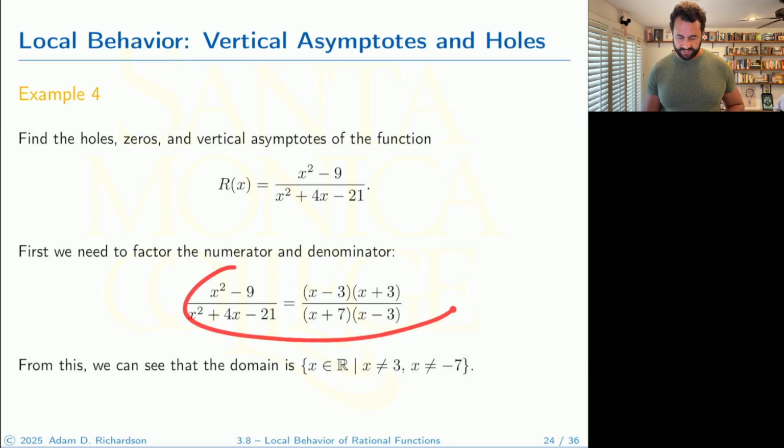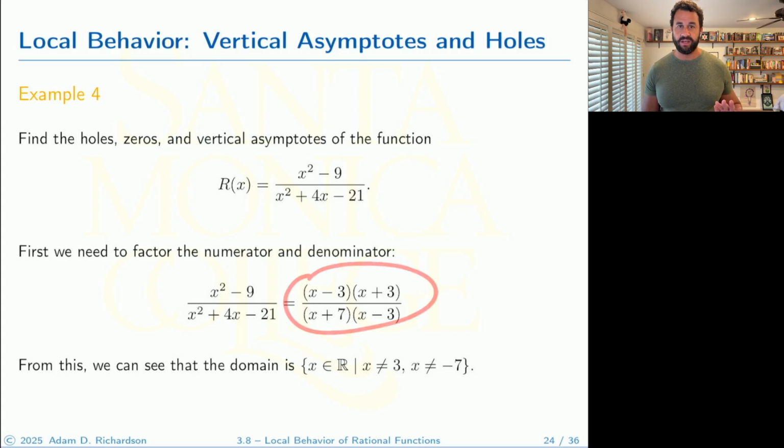So here is the factorization of r of x. And one thing I want to point out, before we do anything else, once this factorization is done, write down the domain. First and foremost, write down the domain. x cannot be -7, x cannot be 3. First and foremost, okay?